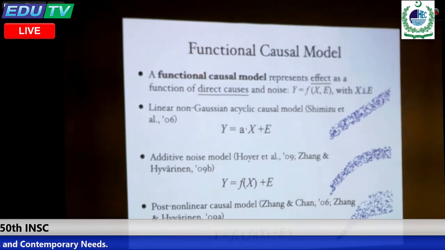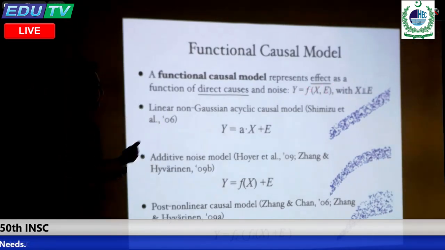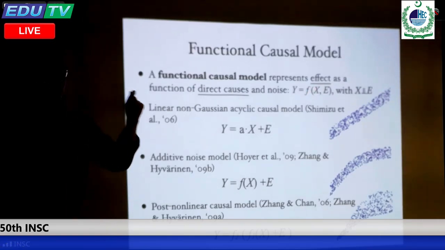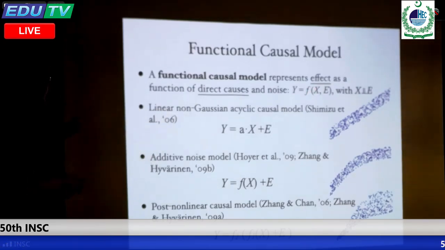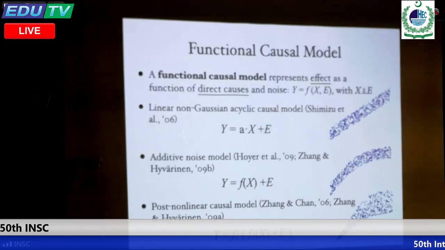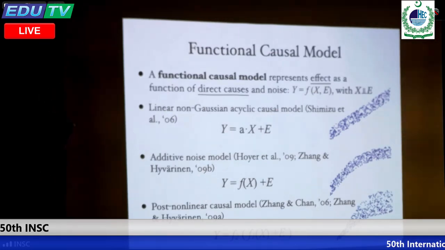Essentially, it just represents the effect as a function of the cause together with omitted factors or noise, as you can see from here. This is the general form. However, if you use the general form without any condition on the function, then you cannot distinguish between cause and effect. You don't know whether X or Y is the cause. But if you make some assumptions on the mechanism, then X and Y will become asymmetric. They are not symmetric anymore.